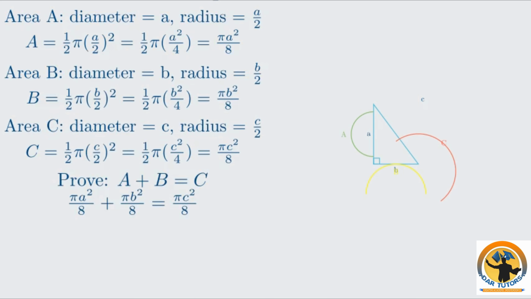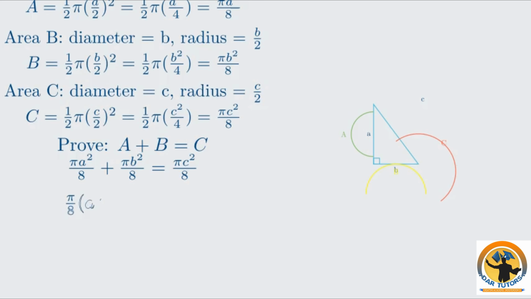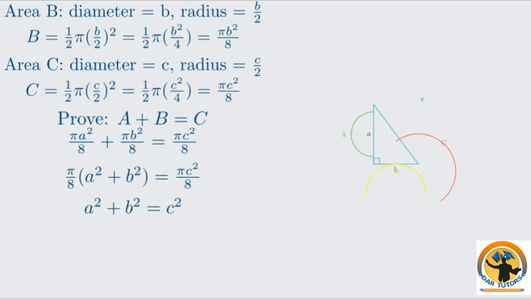We can factor out pi over 8 from the left side. This gives us pi over 8 times the quantity a squared plus b squared equals pi c squared over 8. Now we can multiply both sides by 8 over pi to simplify. This leaves us with a squared plus b squared equals c squared. This is the Pythagorean theorem, which we know is true for any right-angled triangle. Since our final step is a true statement, and each step was a valid deduction, our proof is complete.